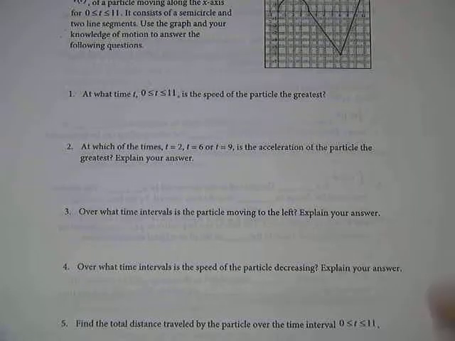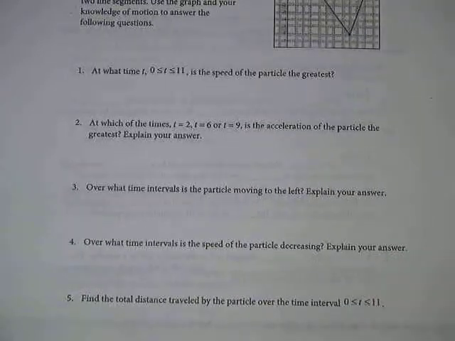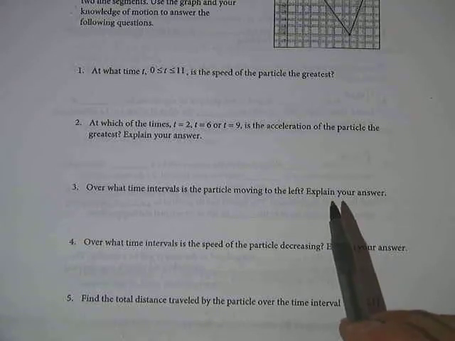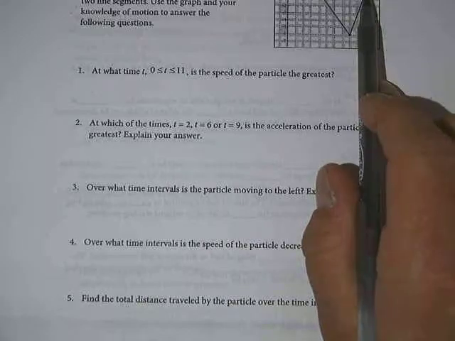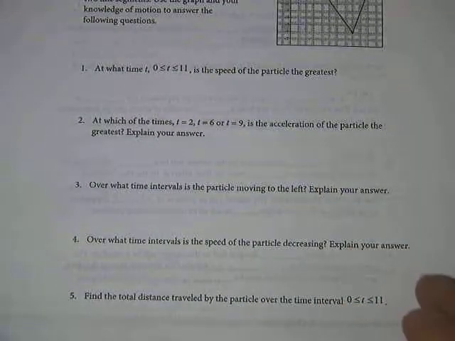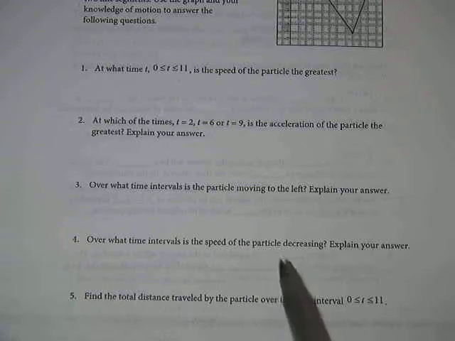And at which time, 2, 6, or 9, is the acceleration the greatest? Keeping in mind we know the acceleration is the derivative of this picture. At 2 the derivative is 0. At 6 the derivative is negative something. And at 9 the derivative is positive something. So which one has the greatest acceleration? Time 9 has the greatest acceleration. We could calculate that slope if we needed to.